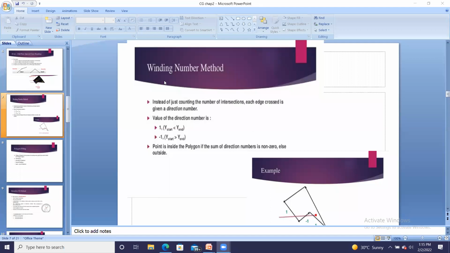So let us move towards the winding number method. So how this method works: instead of just counting the number of intersections, each edge crossed is given a direction number. So what are we doing here? We are not just counting the number of intersections, but we are assigning a number to each edge, either +1 or -1, depending upon the direction of it.